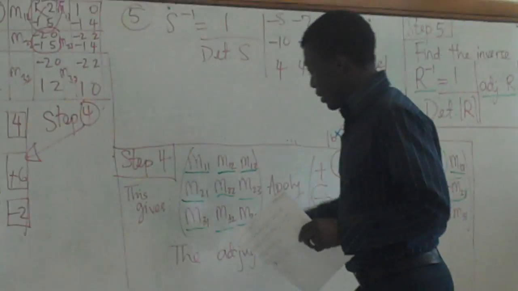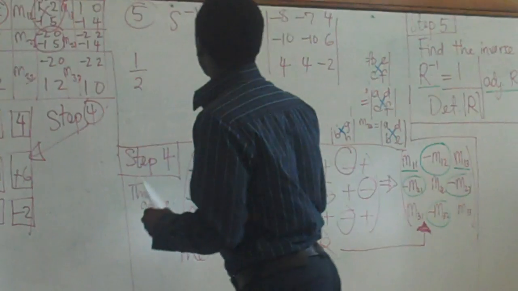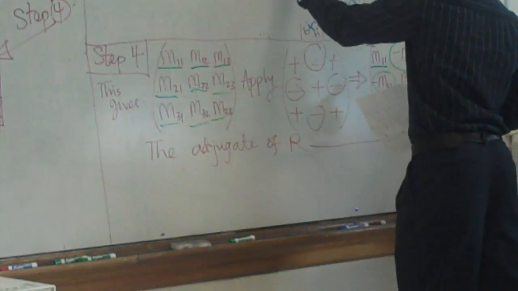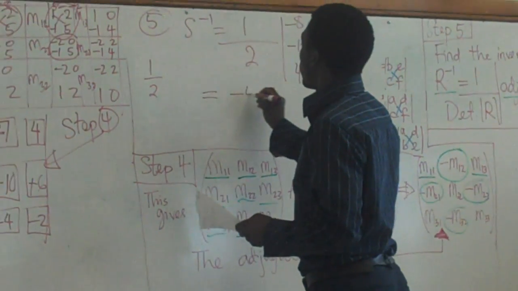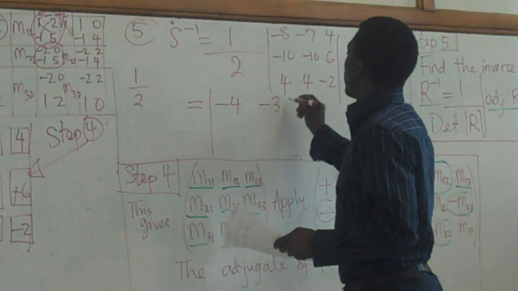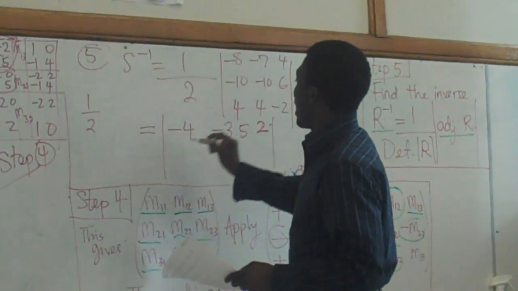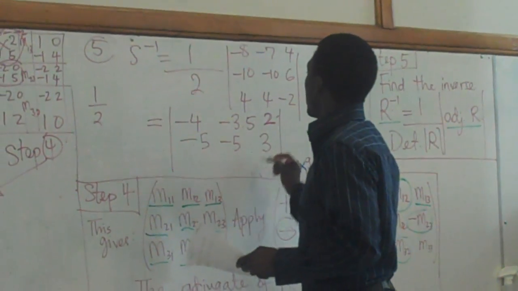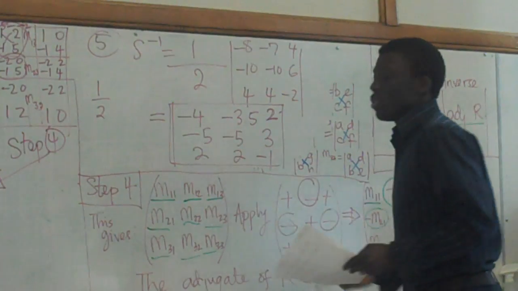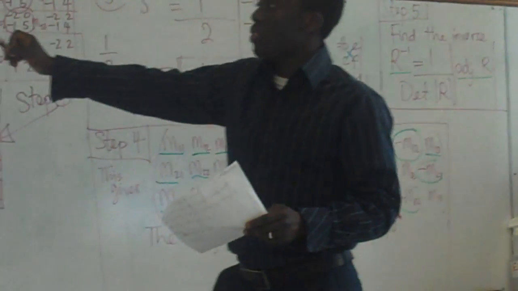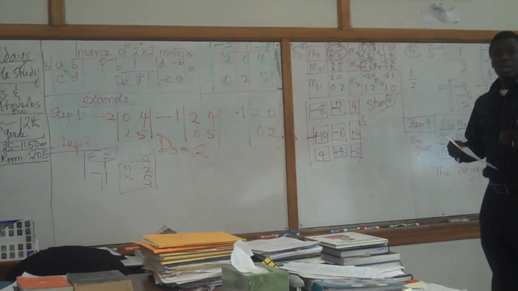So the determinant of S was 2. And so what we have now is we have 1/2, and we multiply it into each term over here. Each term is multiplied by half. So what we have as our final answer will simply be minus 4, minus 3.5, just a positive 2, and then we have minus 5, minus 5, 3, and then we have 2, 2, minus 1. That's all you have to do to find the inverse of the 3x3 matrix that was given here. 5 steps. It might take you a while, but it's worth it, and I hope that it helps build your math skills.